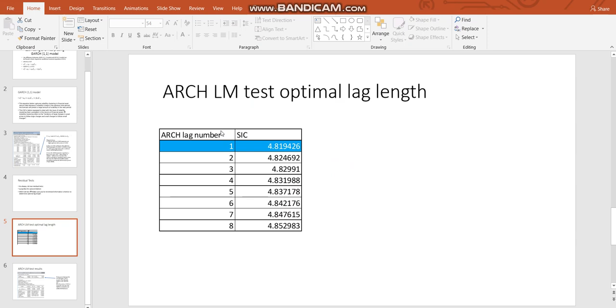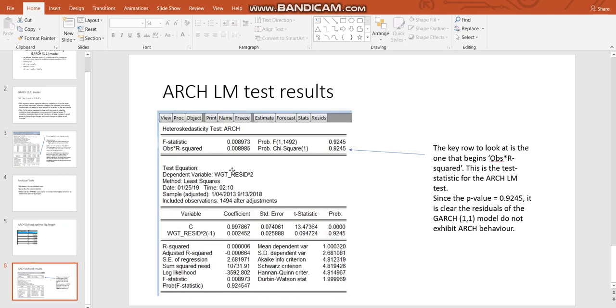As you can see there, I've just given you a little print screen of the optimal lag length, minimizing the information criterion again, and the final slide in my PowerPoint is just again what I've already explained, that there are no ARCH effects present in the residuals of my GARCH 1-1 model. It's pretty good.